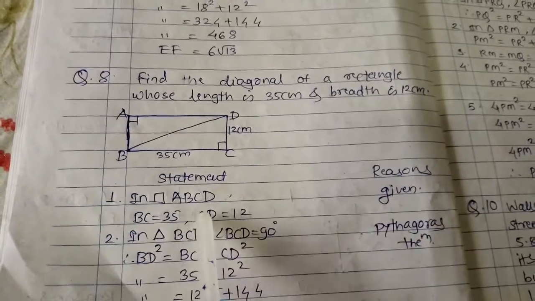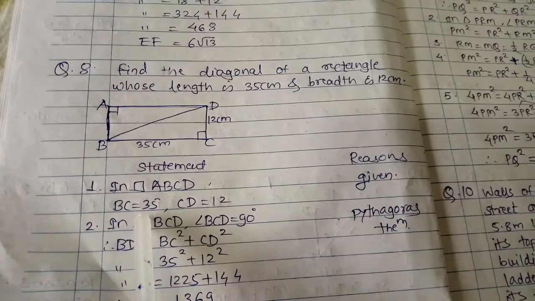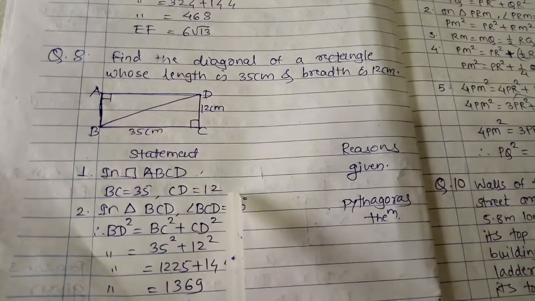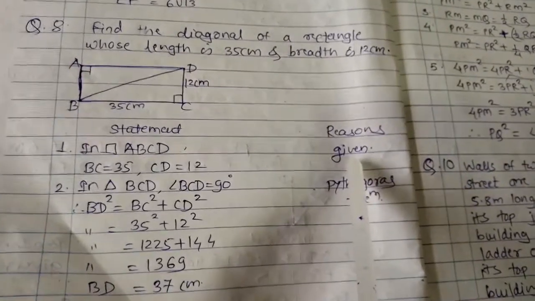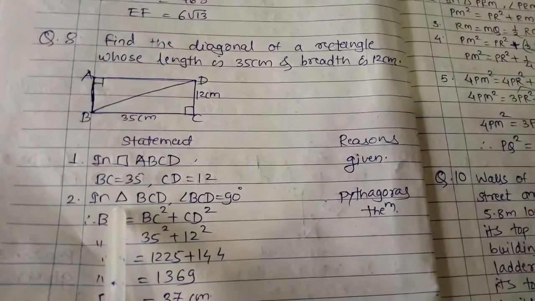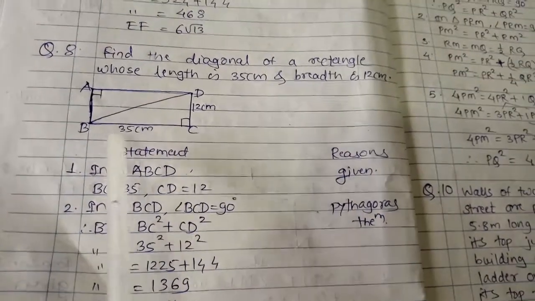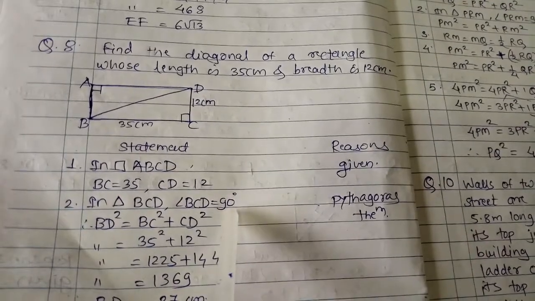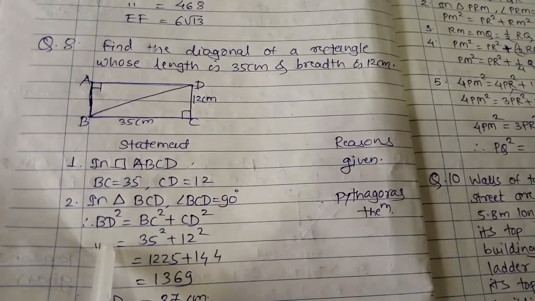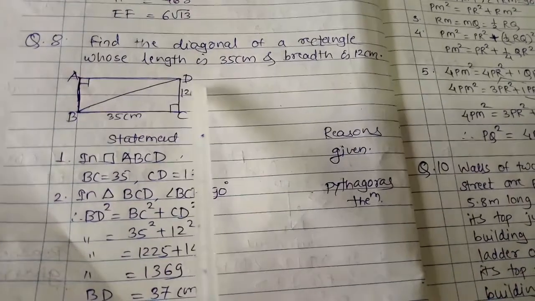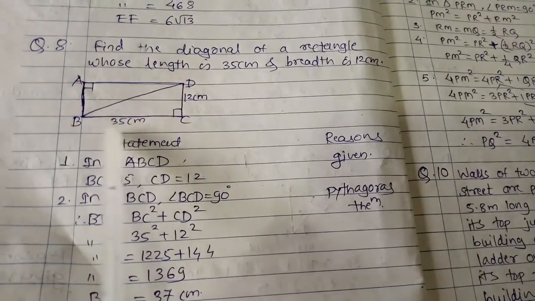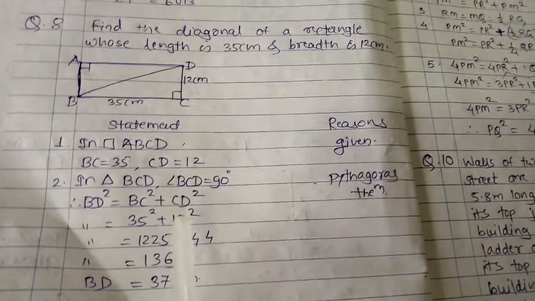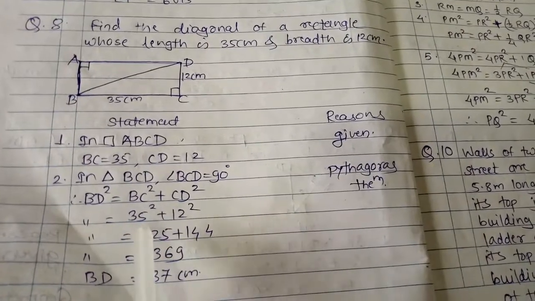So in quadrilateral ABCD, BC is 35 and CD is 12, that is given in the example. Now we are going to take the triangle BCD. Which angle is 90? Angle BCD is 90. So we are going to use the Pythagoras theorem. BD square, the hypotenuse square, is equal to the sum of the squares of the remaining two sides, so BC square plus CD square.